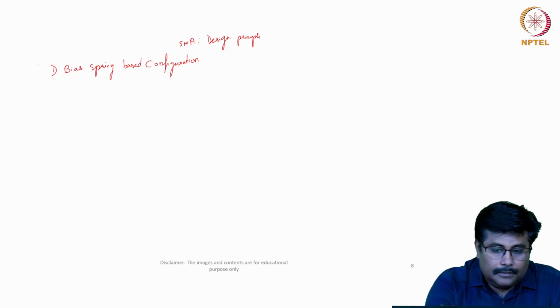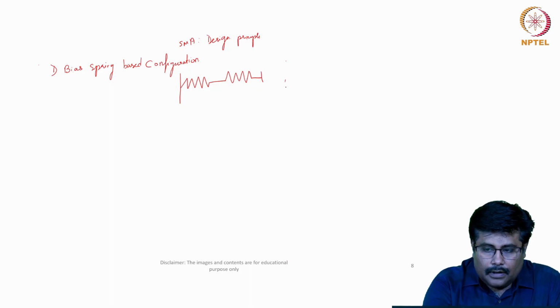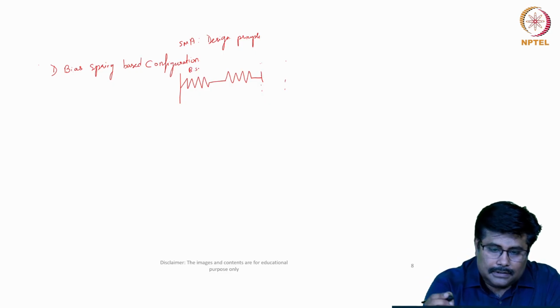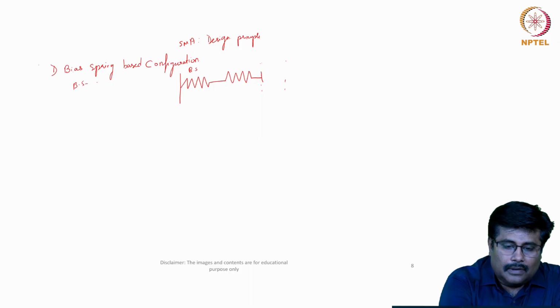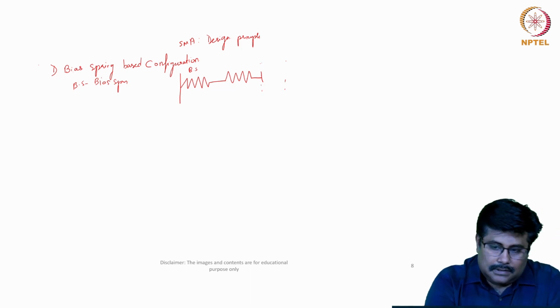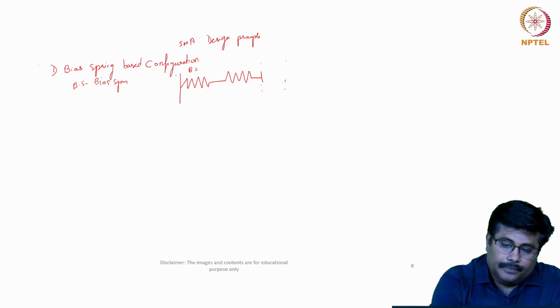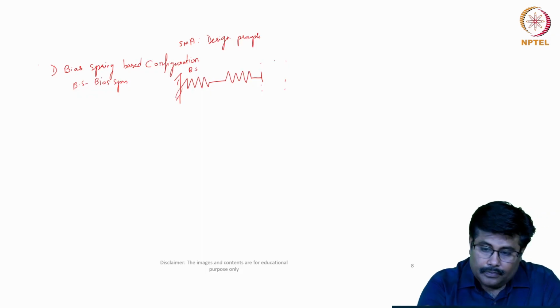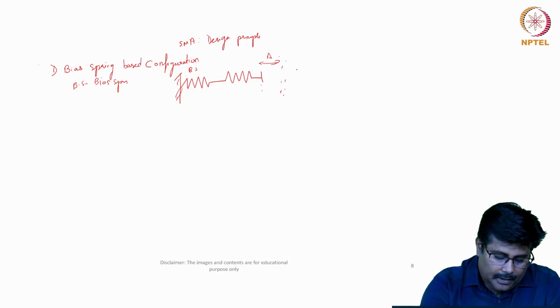In this configuration, let us consider this as a bias spring, represented as BS, and this is the shape memory alloy. Here, this is a fixed structure, and del is the deformation behavior which moves.